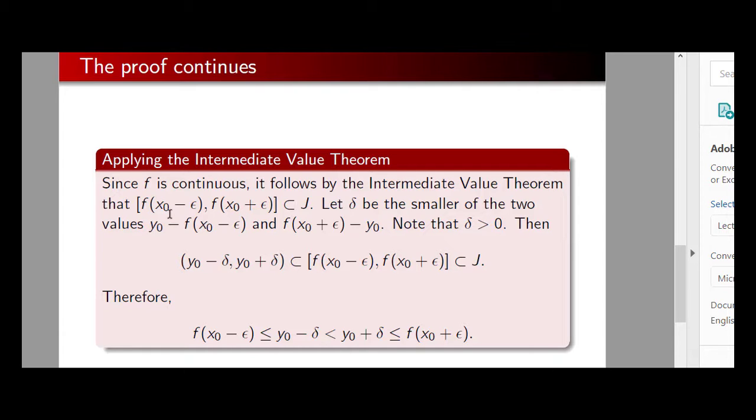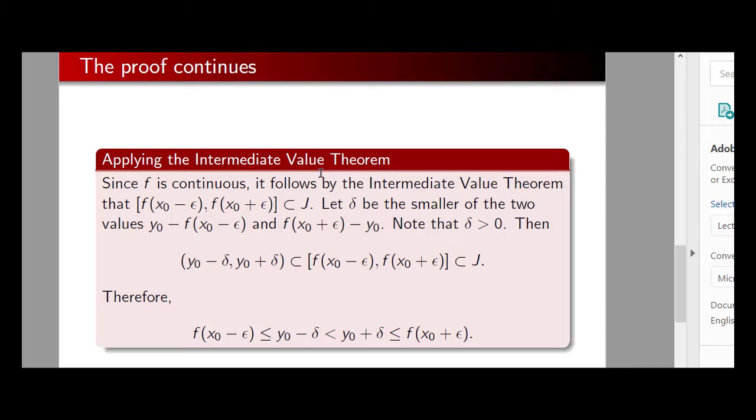All right, so we have that interval contained in J now. So what we're going to do is, y naught might not be exactly centered in this interval. If you remember the picture, it wasn't. So what we're going to do is let delta be the smaller of the two distances that y naught is from the endpoints of the interval.